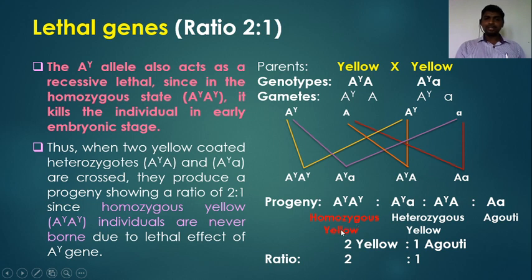Thus when two yellow coated heterozygotes, that is capital AY, capital AY, small a, are crossed, they produce progeny showing a ratio of 2:1. Homozygous yellow, capital AY, individuals are never born due to the lethal effect of the AY gene. The death of this homozygous yellow individual having the allele capital AY causes the ratio to be modified into 2:1. So this is about the lethal gene.